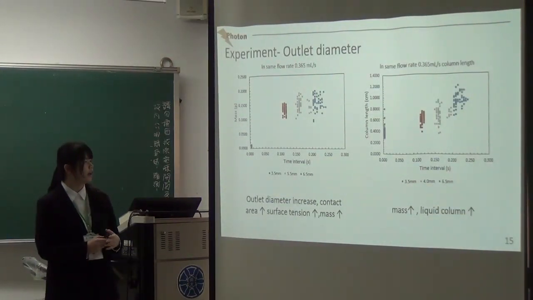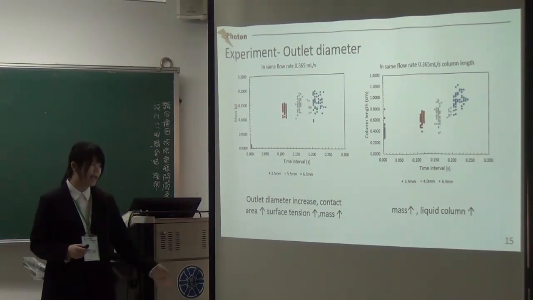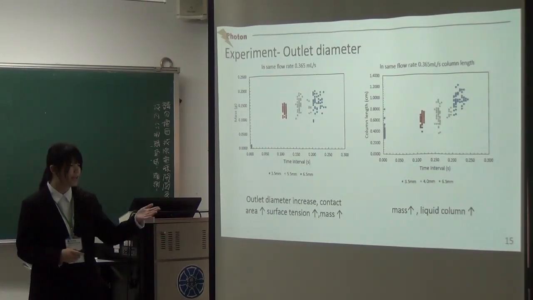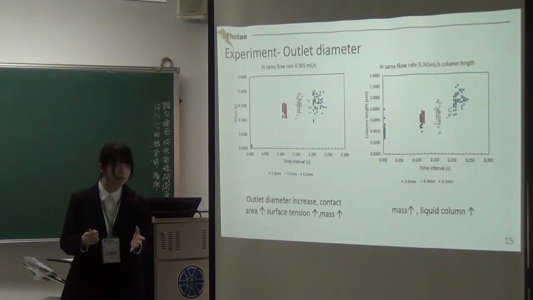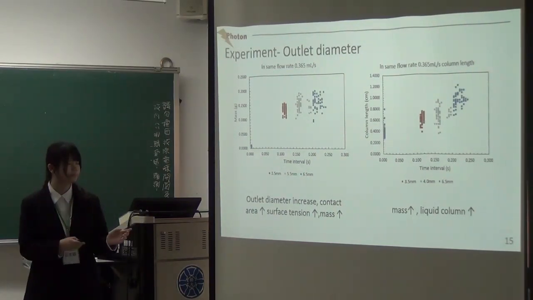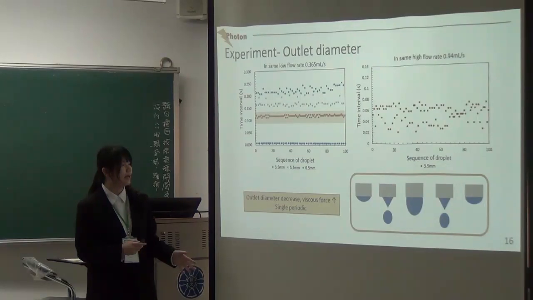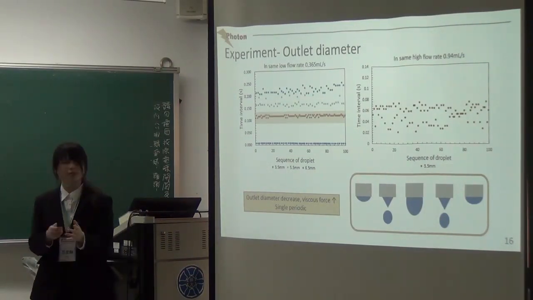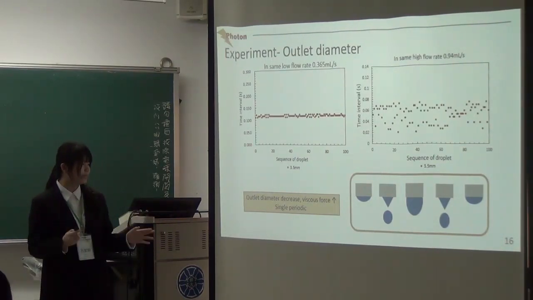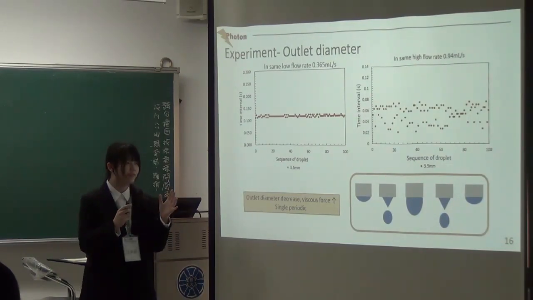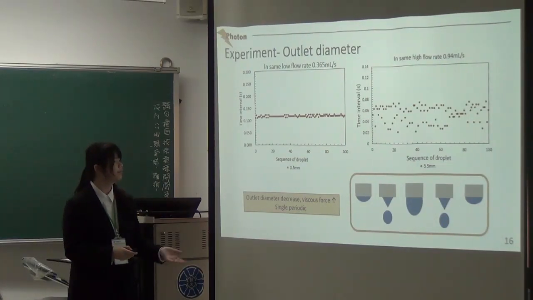And here is about the result. So we use a checker to see that when outlet diameter increases, the contact area and surface tension increase, so mass will increase. And because the mass increases, the mass will elongate the liquid column, so the liquid column length will increase. And here we observe that the smaller outlet diameter only has the single periodic. I think it's because when outlet diameter decreases, the viscous force increases. So the water is more stable, so it only has the single periodic.